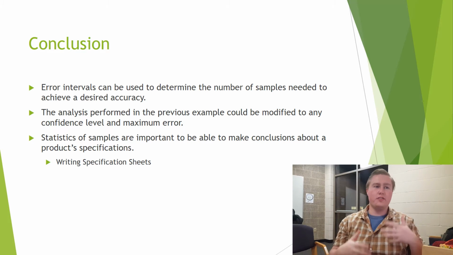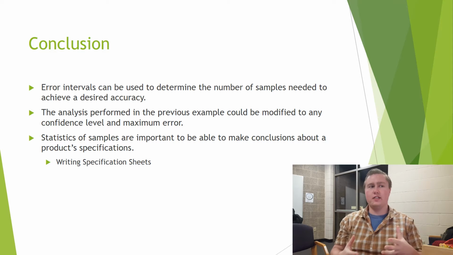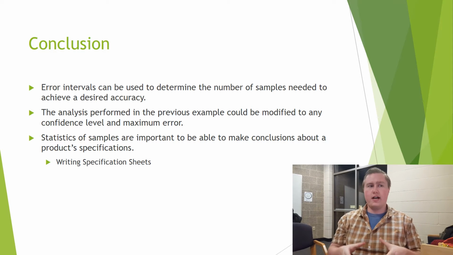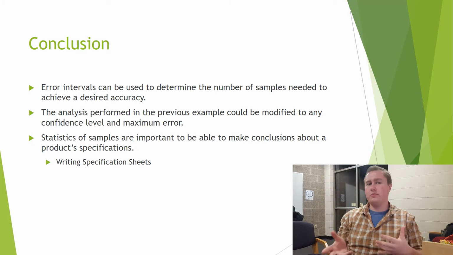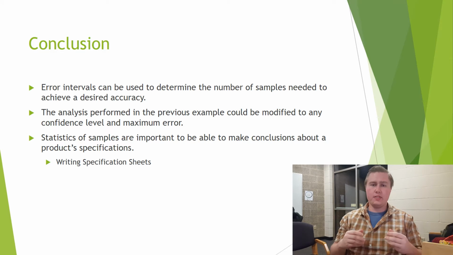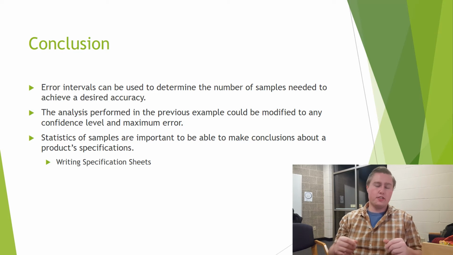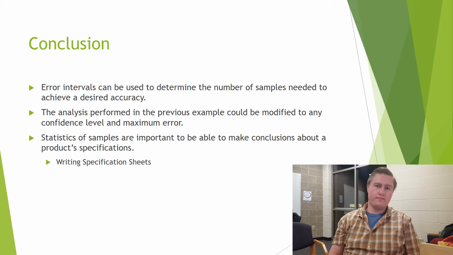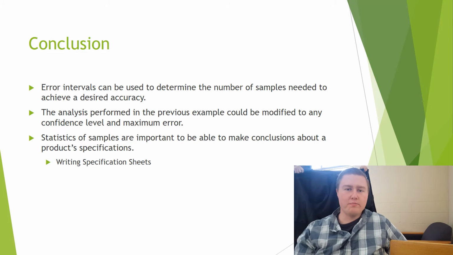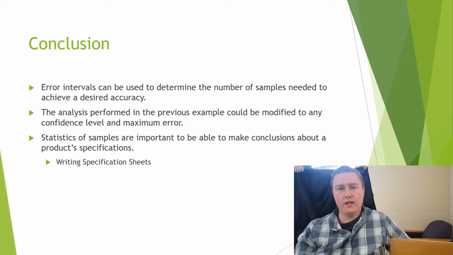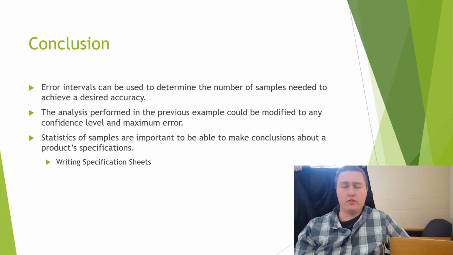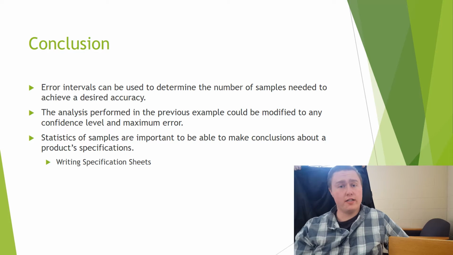Error intervals can be used to determine the number of samples needed to achieve a desired accuracy. The analysis performed in the previous example could be modified to any confidence level and maximum error. Statistics of samples are important to be able to make conclusions about product specifications, for example for writing specification sheets. Companies must balance the cost of testing and accuracy because ultimately they are responsible for the claims that they make on their specification sheets.